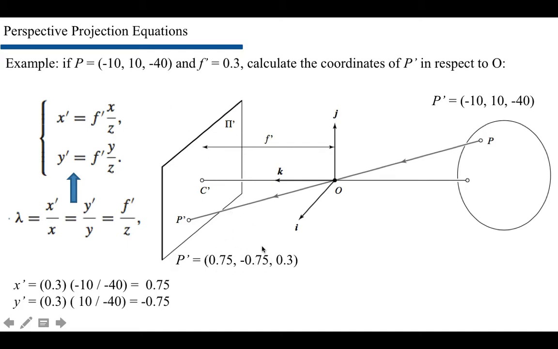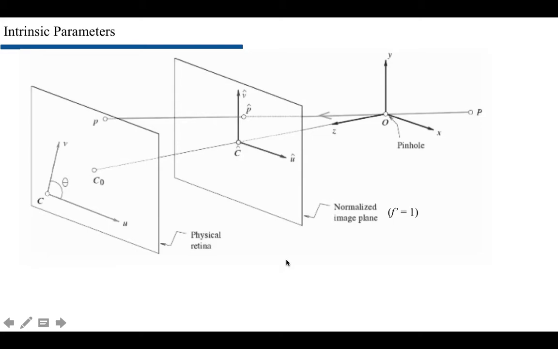Exactly the same value, but different sign. And finally, if we're referring this point p prime with respect to the origin O, the z coordinate is basically the focal distance, 0.3. So it's pretty simple, isn't it? Okay, so let's go further.